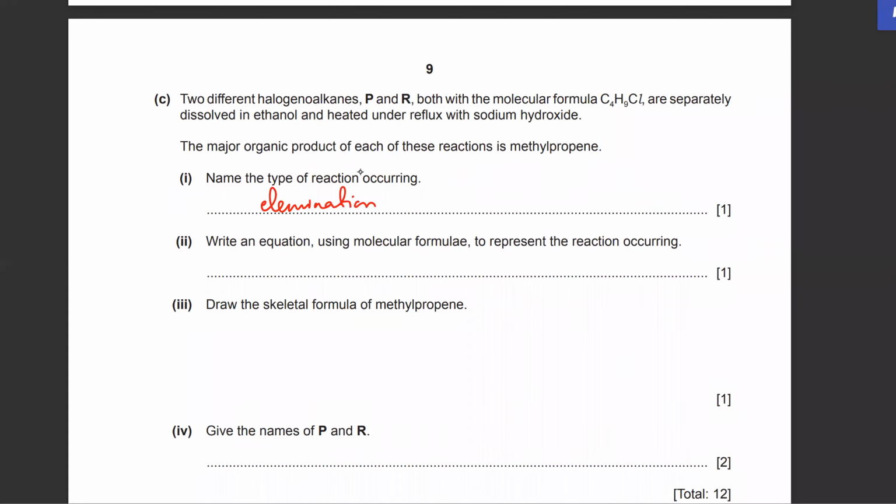And write an equation using the formula to represent the reaction. So you have C4H9Cl. उसमें elimination होगा, एक से Cl रिमूव होगा, दूसरे कार्बन से ना H रिमूव होगा, तो it will be C4H8, right? And plus HCl would be produced. ठीक है, this is what happens.